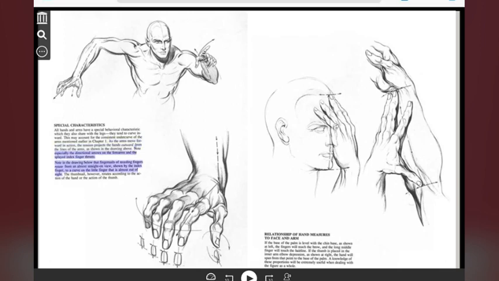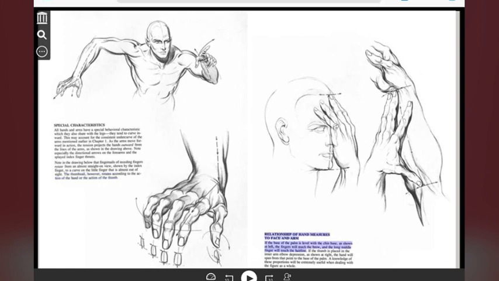Note especially the directional arrows on the forearms and displayed index finger thrusts. Note in the drawing below that fingernails of receding fingers rotate from an almost straight-on view, shown by the index finger, to a curve on the little finger that is almost out of sight. The thumbnail, however, rotates according to the action of the hand or the action of the thumb.